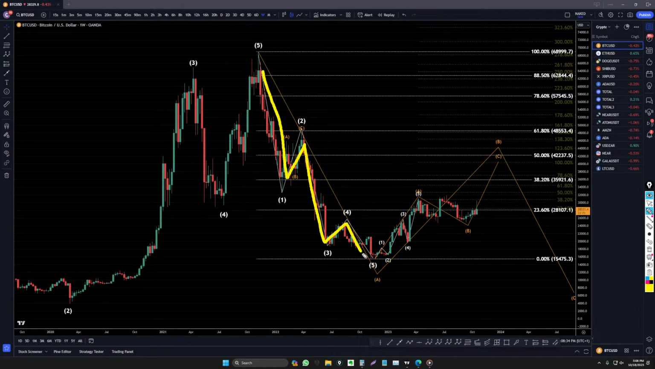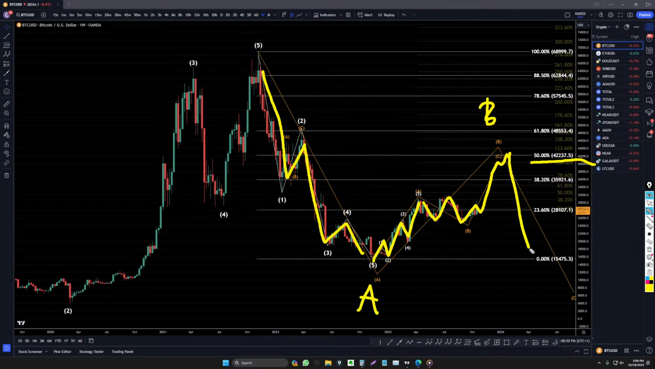This is a 1, 2, 3, 4, 5 of A. This is a 1, 2, 3, 4, 5 of A also. This is an A, B, C of B, and this is a 1, 2, 3, 4, 5 of C. I think we're going up to the 50%, 42,000. This is an A. This is a B.